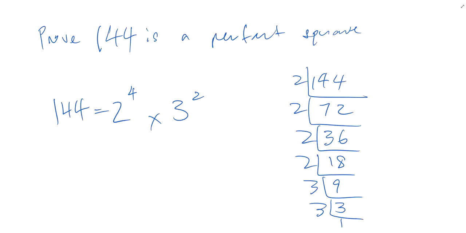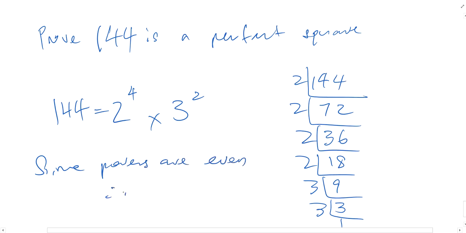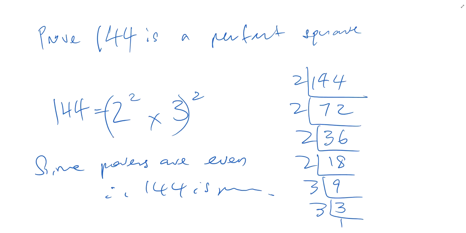So this is 144 written as a product of its prime factors. From here you can tell yes it's a perfect square because the powers are even. So 144 is a perfect square. Alternatively, you can write it this way: 2 to the power 2 times 3 squared. 2 to the power 2 is 4, 4 times 3 is 12, 12 squared is 144. Everybody knows that. Not for this question.